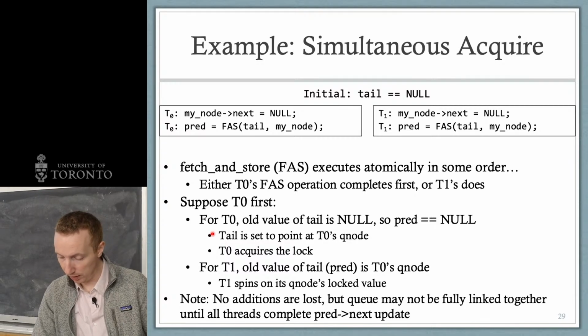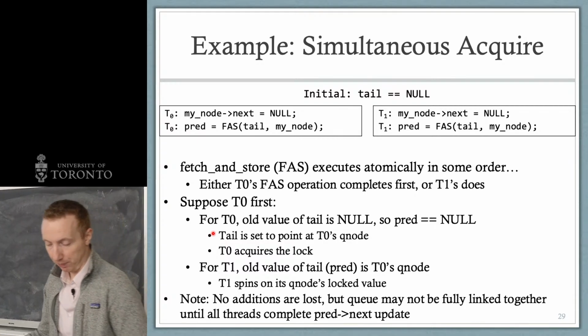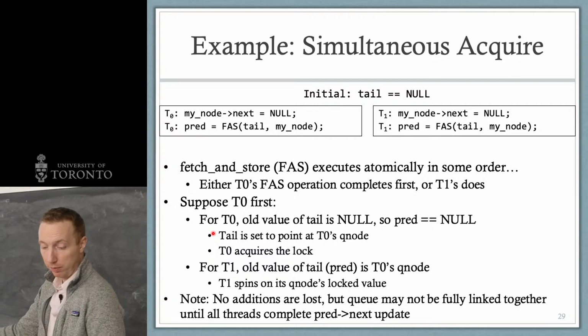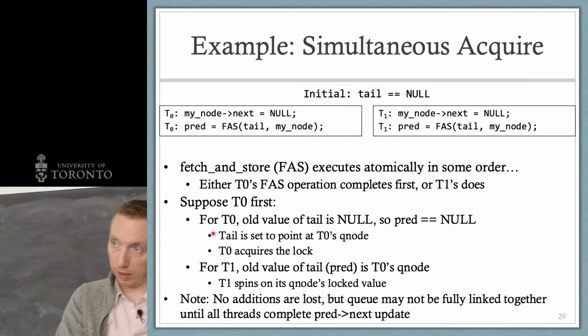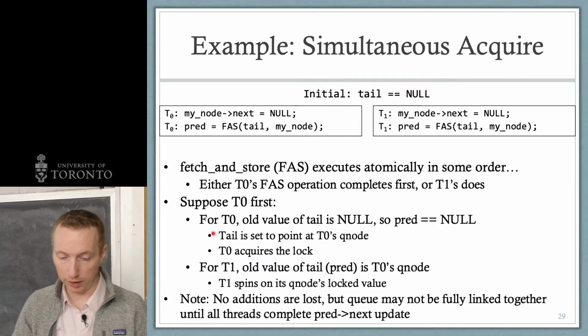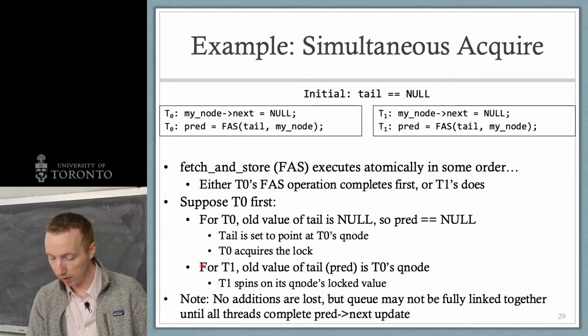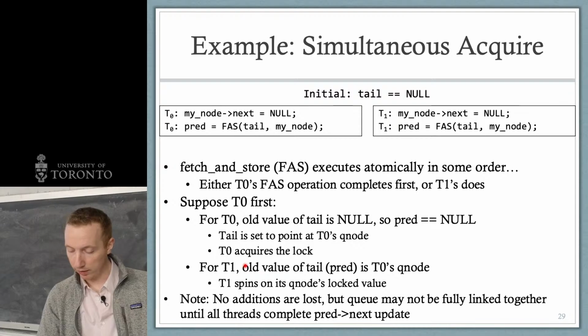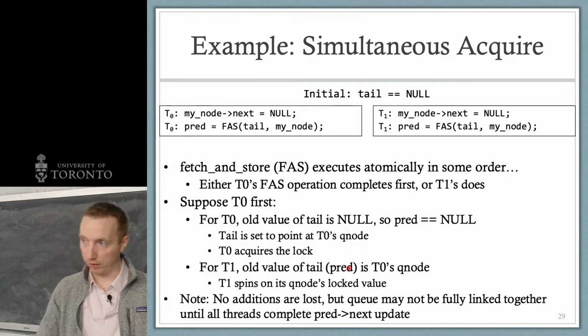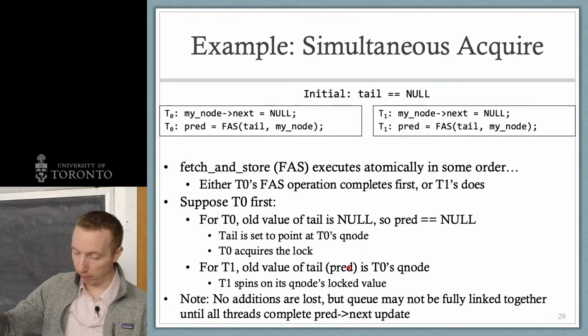So it can set the tail to point to thread 0. It was the first one to acquire that lock, so it now has that lock. And then after thread 1 executes it, it gets the old value of tail, which is a pointer to thread 0.